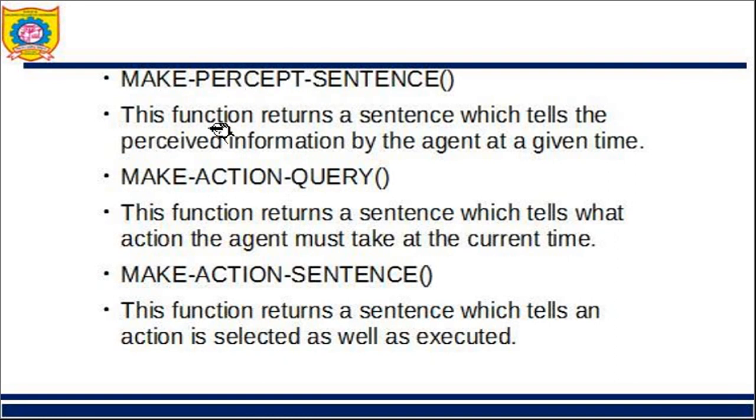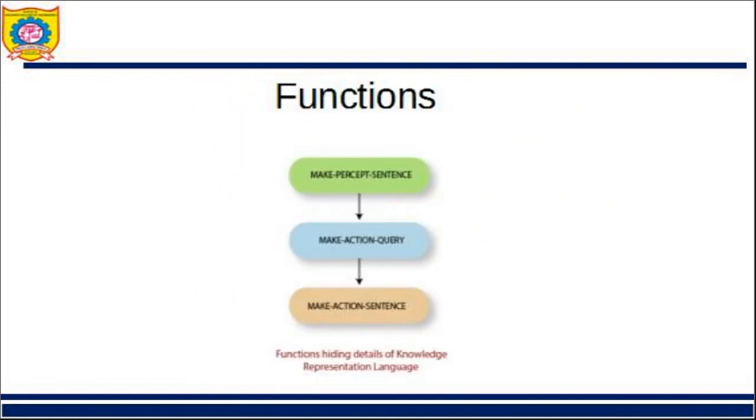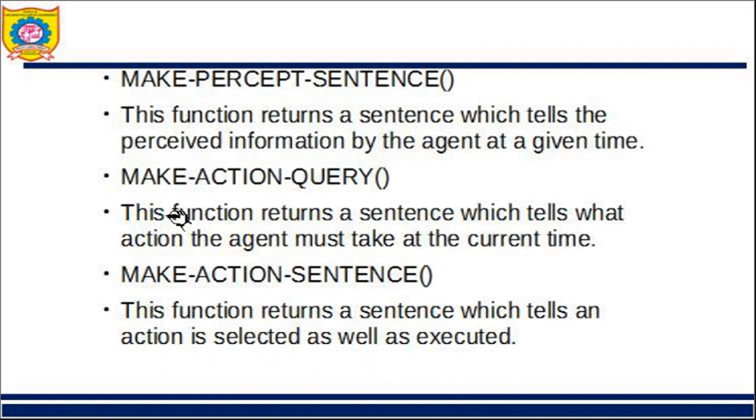The first one is make percept sentence. This function returns a sentence which tells the information perceived by the agent at a given time, whatever the agent has to tell the knowledge base. Secondly, it has to ask the knowledge base what action it should take. This function returns a query sentence which tells what action the agent must take at the current time. The third is again a sentence which says that whatever action it has taken, it has already executed. So these are the three functions.